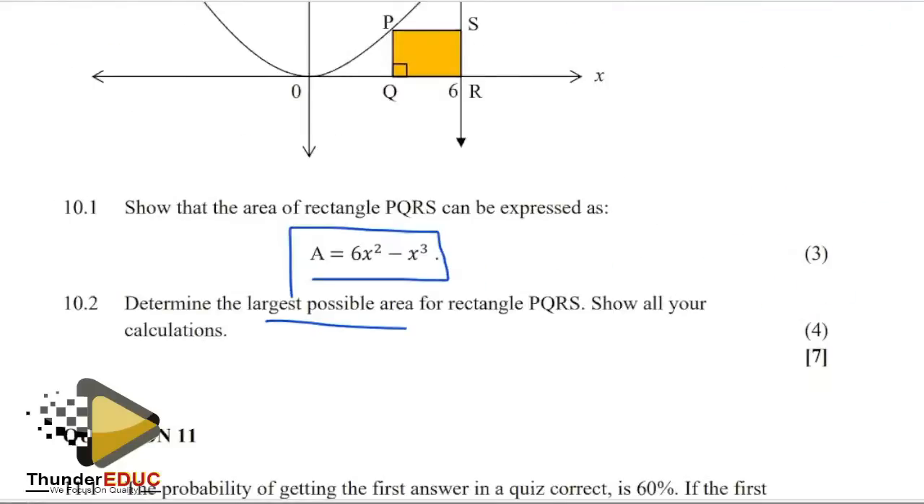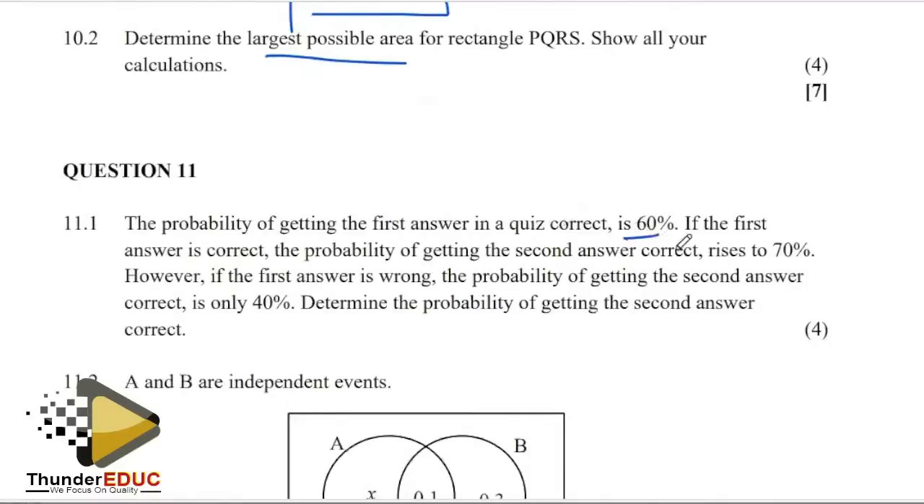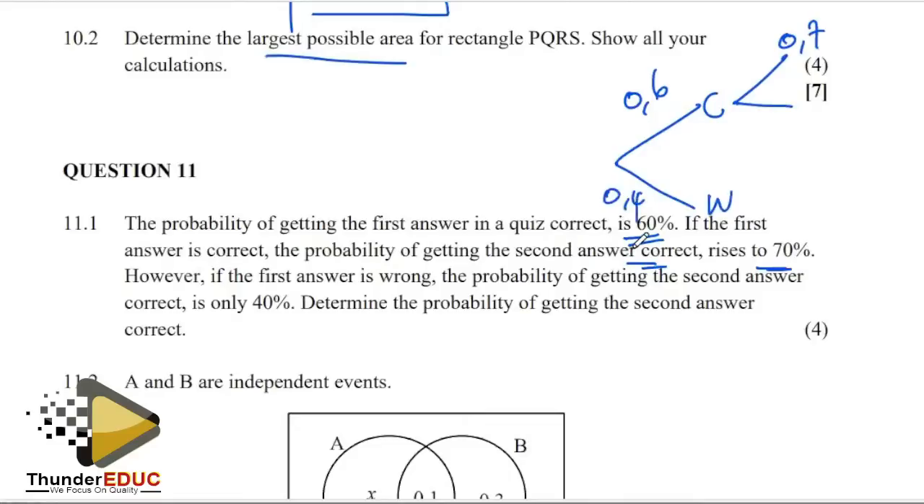When I look at this other one, they're talking about the probability of getting the first answer in a quiz is 60%. If the first answer is correct, the probability of getting the second correct rises to 70%. So this is more like a tree diagram. So 60%, which is 0.6, if it's correct, and then if it's correct again, it's 0.7. Remember, every branch must add up to 1. So for a wrong answer, this is going to be 0.4, and for a wrong answer here it is going to be 0.3.